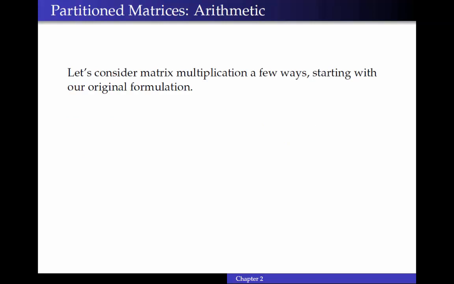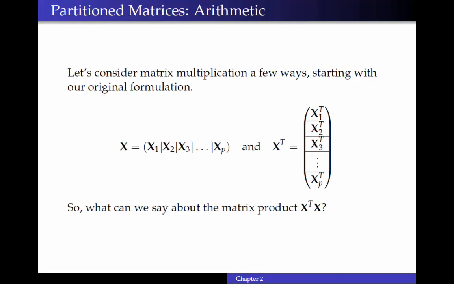So let's start with our original formulation of matrix multiplication. This is where we just multiplied row times column, row times column. So let's talk about a matrix X. Here I'm writing X as a collection of column vectors, and there's P of them. I'm using the variable P because oftentimes we talk about having P variables when we do regression. And then X transpose will have rows that come from the columns of X, and those column vectors are going to be transposed. So it's got X1 transpose through XP transpose.